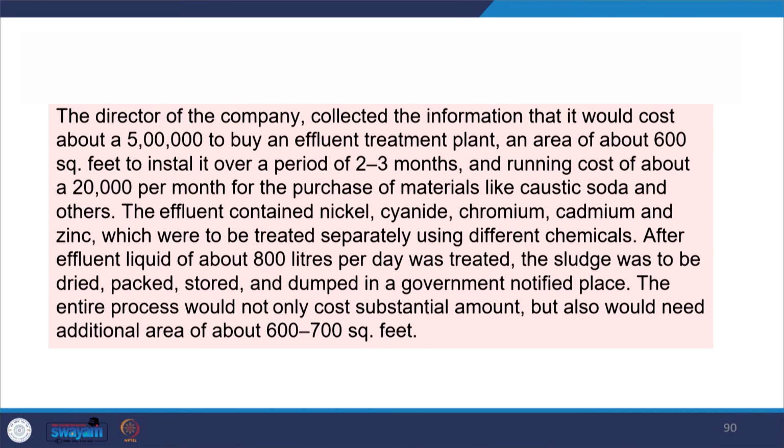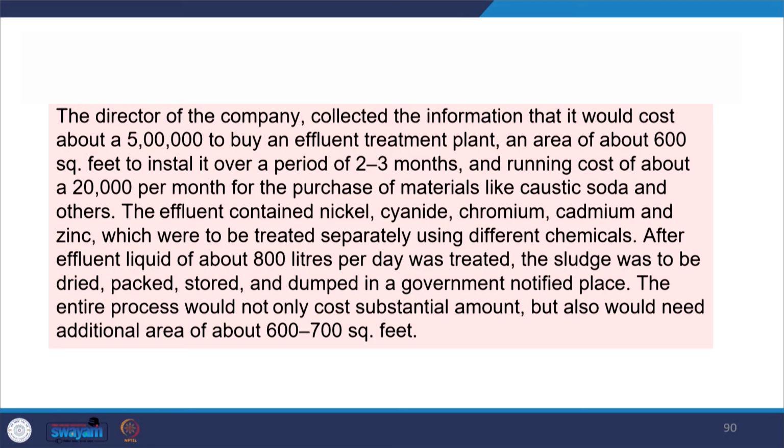Now, the director of the company collected information that it would cost about 5 lakh to buy an effluent treatment plant, the machine required for that, and an area of 600 square foot would be required to install it over a period of 2 to 3 months. The running cost is about 20,000 per month, and you will require materials like caustic soda and others. The effluent contained nickel, cyanide, chromium, cadmium and zinc, which were to be treated separately using different chemicals.